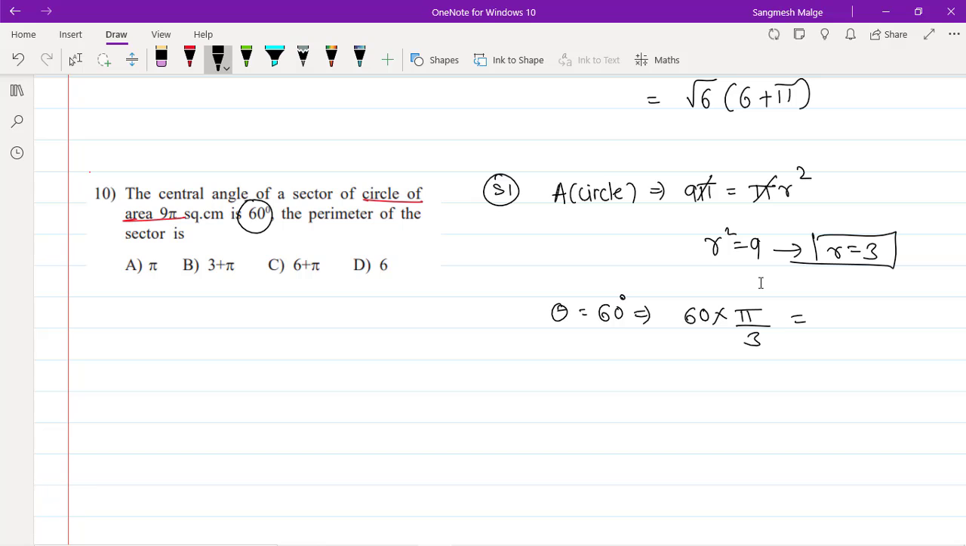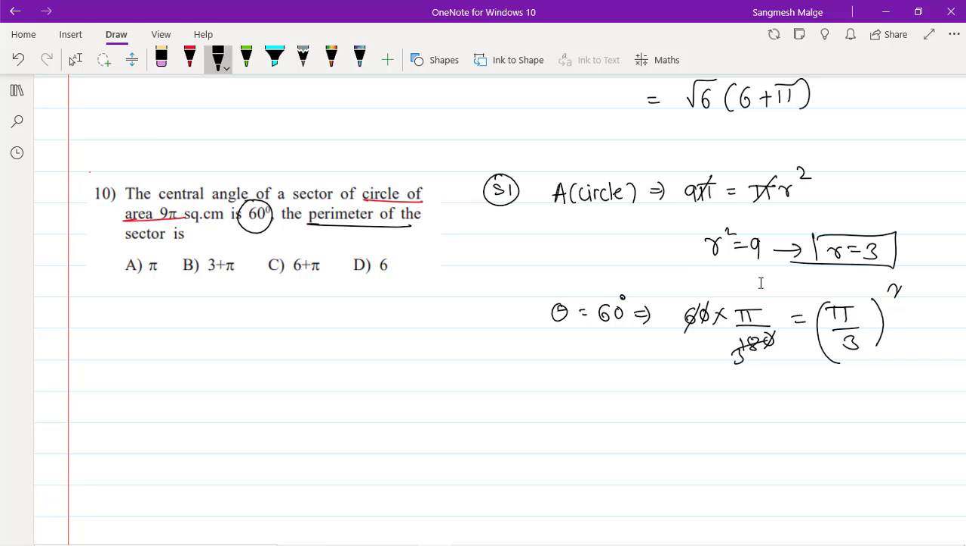So 60 into pi by 180. That cancels and we get 3. Okay, sorry, so what we have is pi by 3 radian.